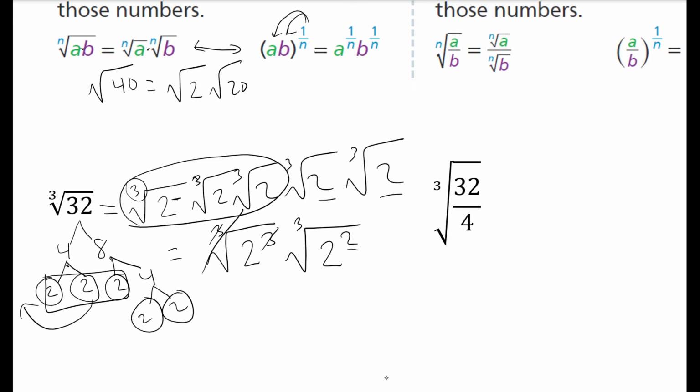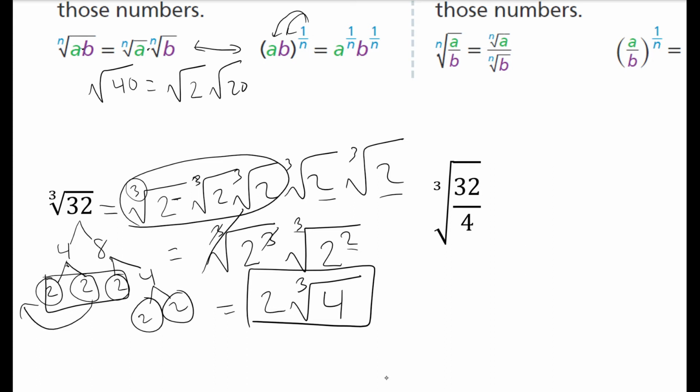Now in this case, the 2 and the 3 cannot cancel because they're not similar to each other, right? They're not equal to each other. So in this case, we have 2 from this guy, and then we just have the cube root of 2 squared. Now 2 squared is 2 times 2, which is going to be 4.